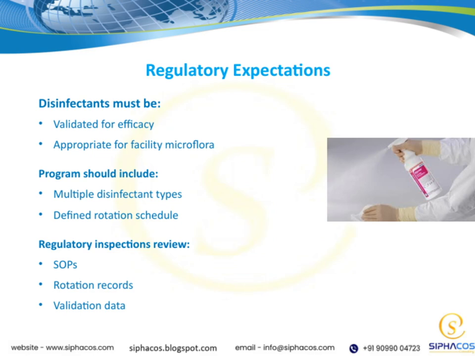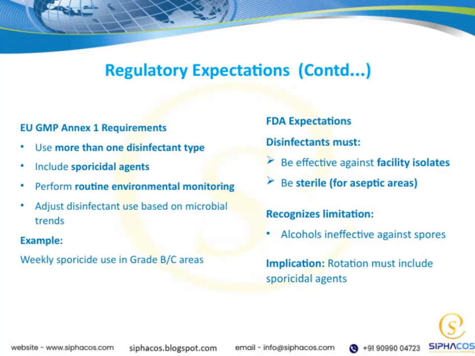When regulatory inspections happen, they will review several key documents. These include standard operating procedures, or SOPs, which outline how disinfectants are used. They'll also look at rotation records to verify that the schedule is followed properly. Lastly, validation data must be available to demonstrate that the disinfectants are effective and used correctly. Staying aligned with these expectations not only helps us remain compliant, but also reinforces our commitment to maintaining a safe and sterile environment. Let's take a closer look at the FDA expectations for disinfectants.